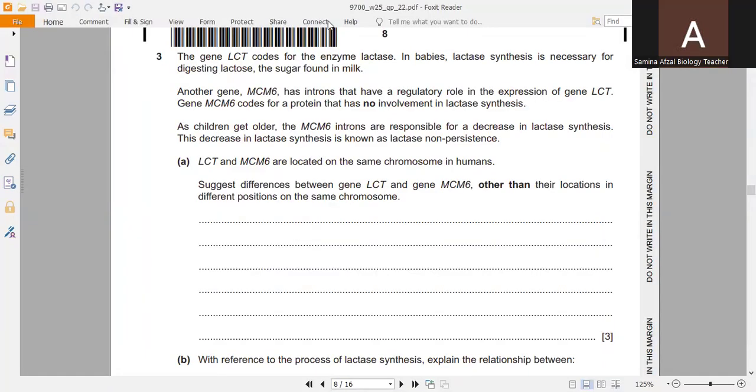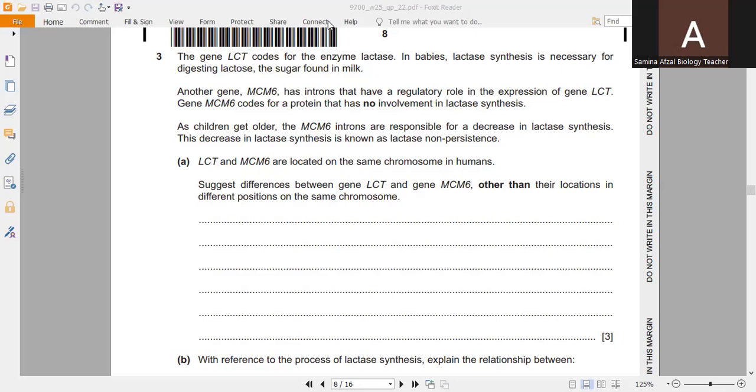The gene LCT codes for the enzyme lactase. In babies, lactase synthesis is necessary for digesting lactose, the sugar found in milk. Another gene, MCM6, has introns that have a regulatory role in the expression of gene LCT. So gene MCM6 codes for a protein that has no involvement in lactase synthesis. As children get older, the MCM6 introns are responsible for a decrease in lactase synthesis. This decrease in lactase synthesis is known as lactose non-persistence.